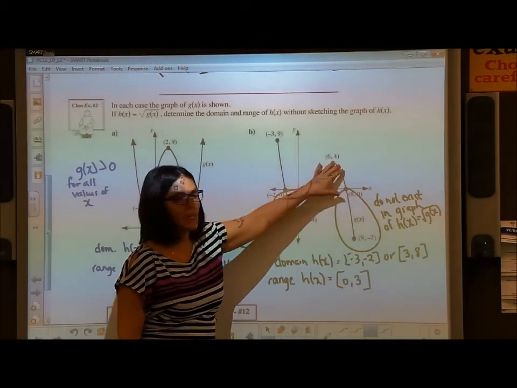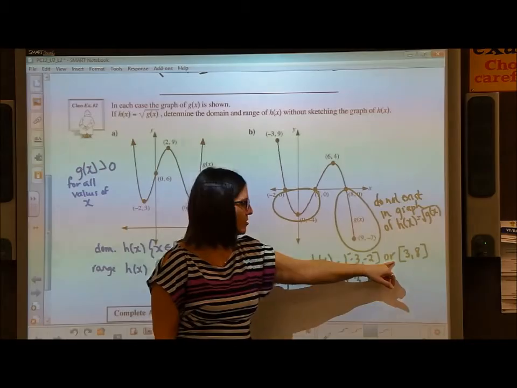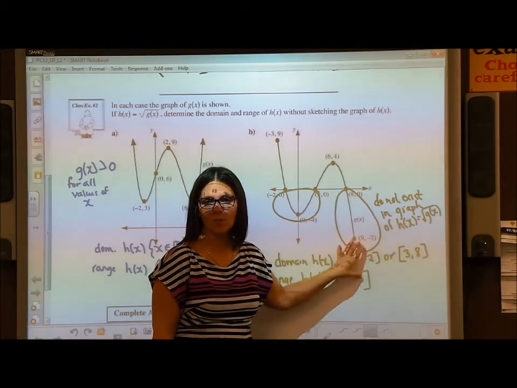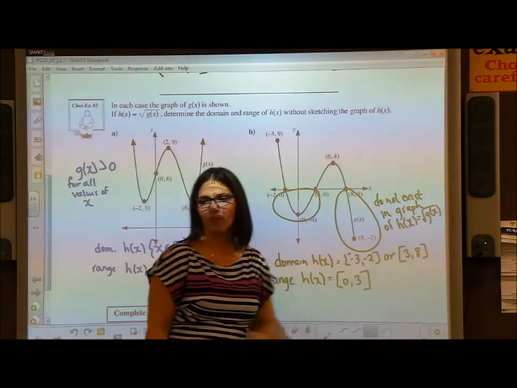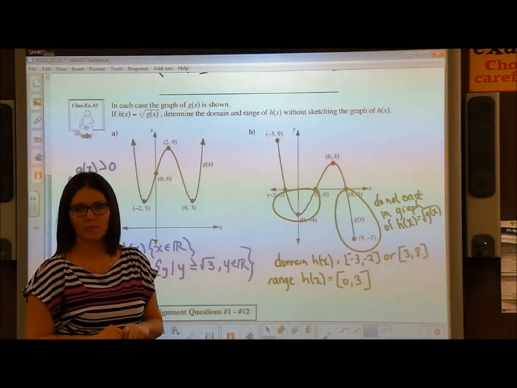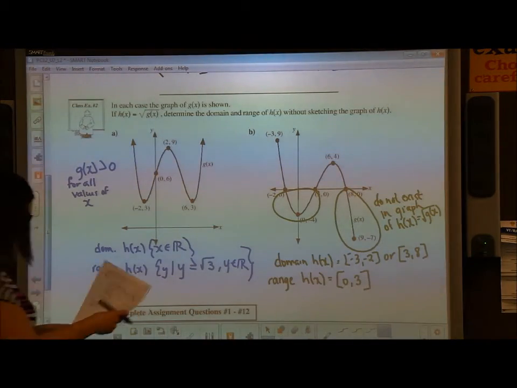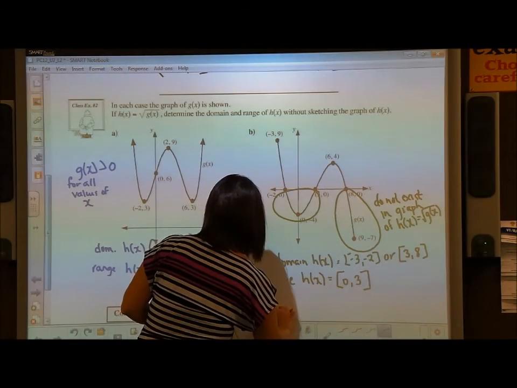When I'm doing two pieces of a domain, I have to use the word or. It can't be and, because it can't be in both the domains. It's either in this one or in that one is where I'm going to find the value of x. I can't find it in both. Okay? So your questions are 2, 5, and 6.